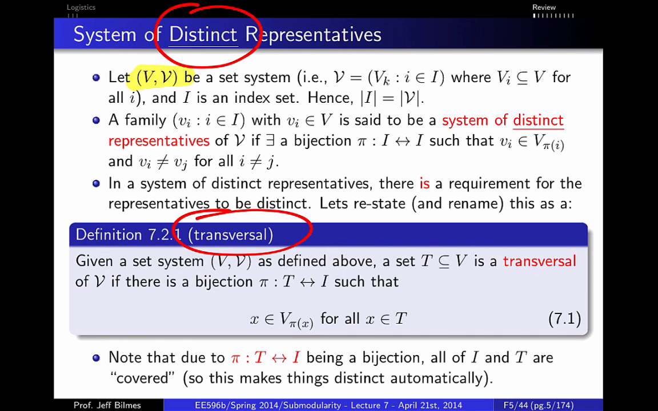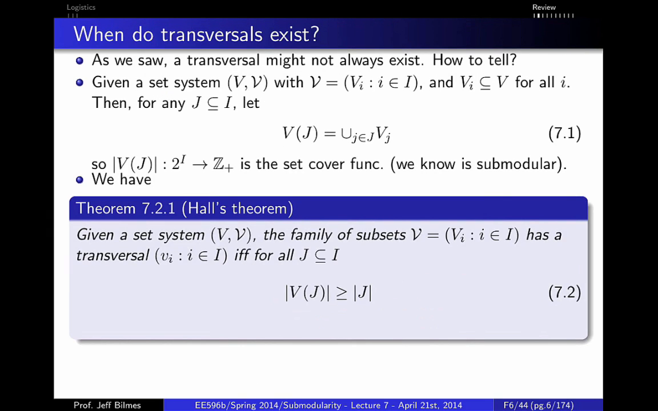That's called a transversal, and we define it as there being a bijection. T is the transversal, so T is a subset of V, and T is a transversal if for every X in T, there's a unique set that it represents, which is V sub pi of i, where pi is the bijection. And that makes everything distinct.